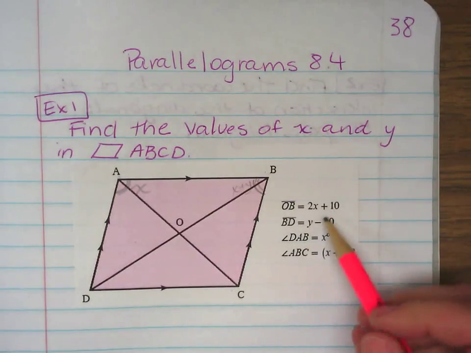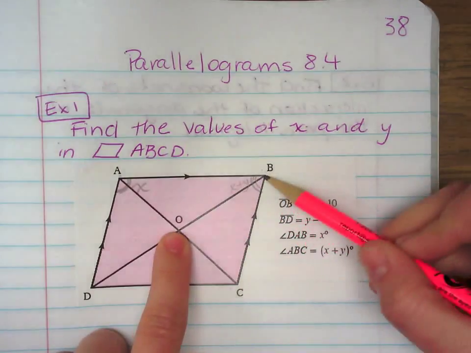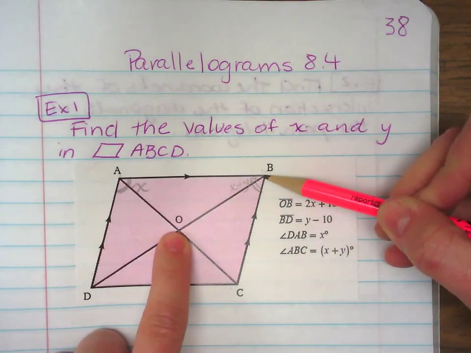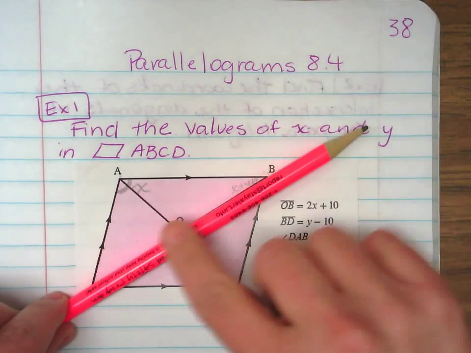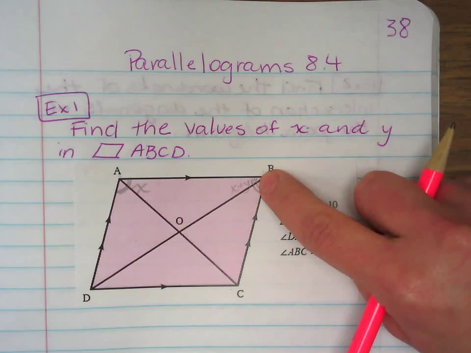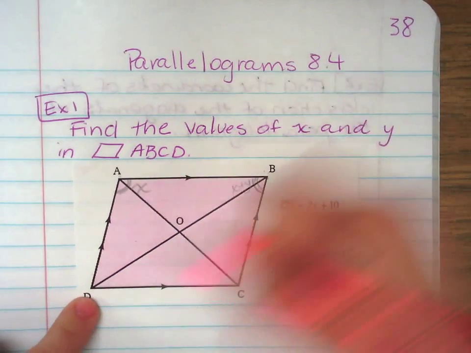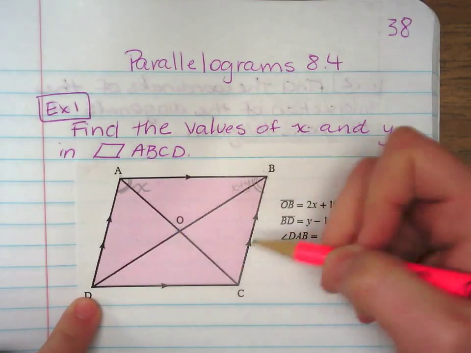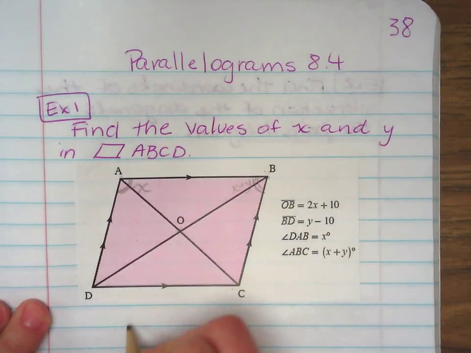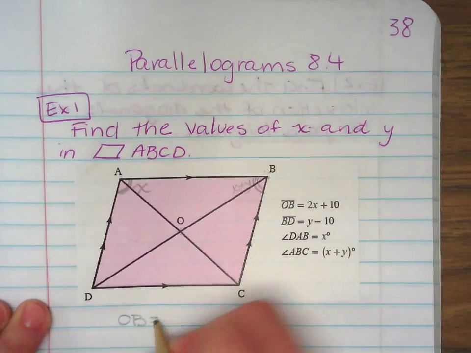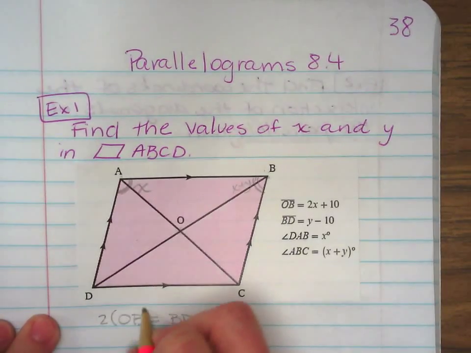Okay, so they gave us OB, the distance from the center to one of the four vertexes. So OB is right there. And it also gave us DB. So DB is the whole thing. OB is half of that. If you're not sure, you can just measure it, but by definition, the two diagonals intersect at the midpoint. So it's saying that OB is half of BD. That means for them to be the same, you need two of those OB.